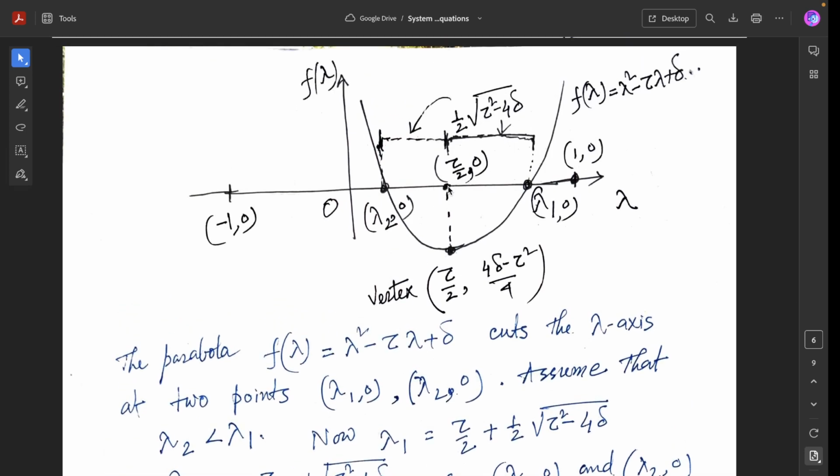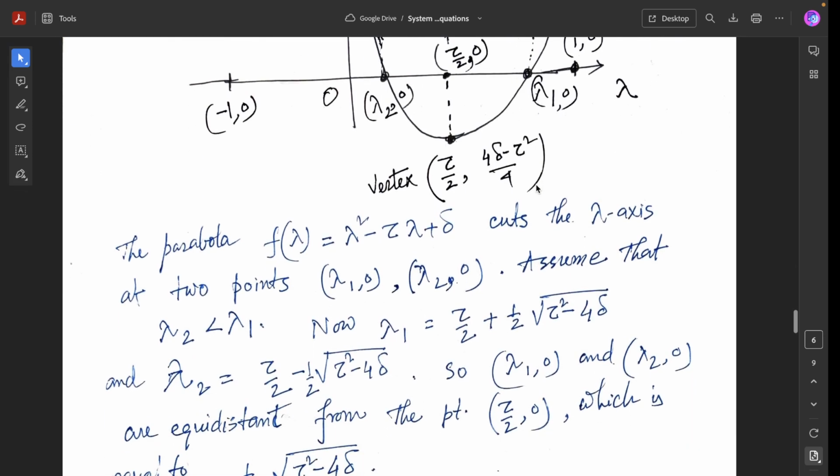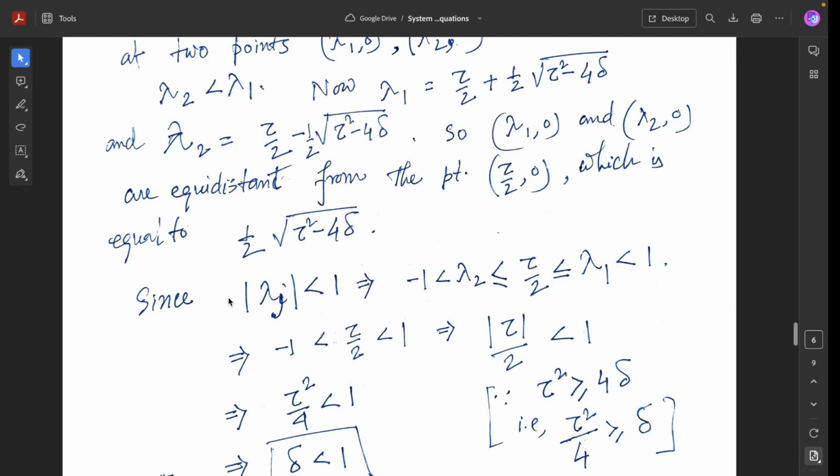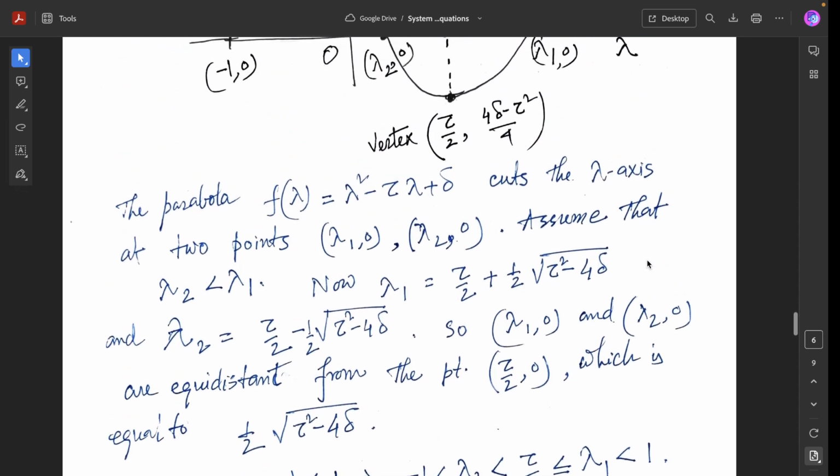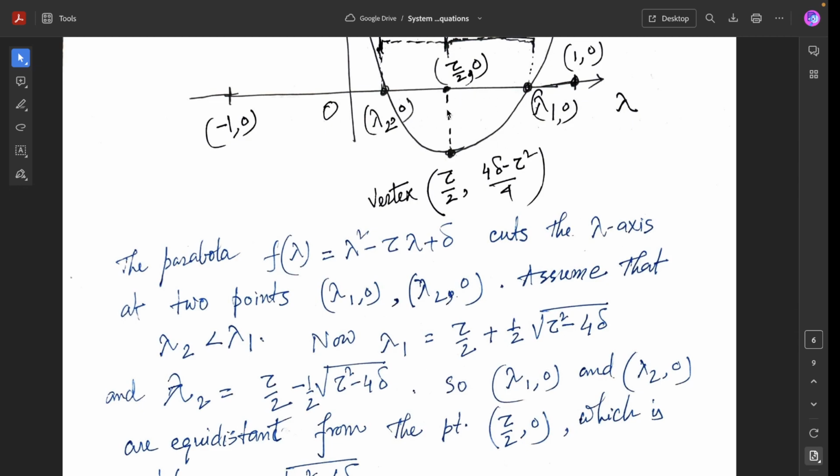From this point, (λ1, 0) and (λ2, 0) are both equidistant, and the distance is half of √(τ² − 4δ). The distance from this point to this point and from this point to this point are the same. Now |λj| is less than 1. So obviously −1 < λ2 ≤ τ/2 ≤ λ1 < 1. So look at this figure.